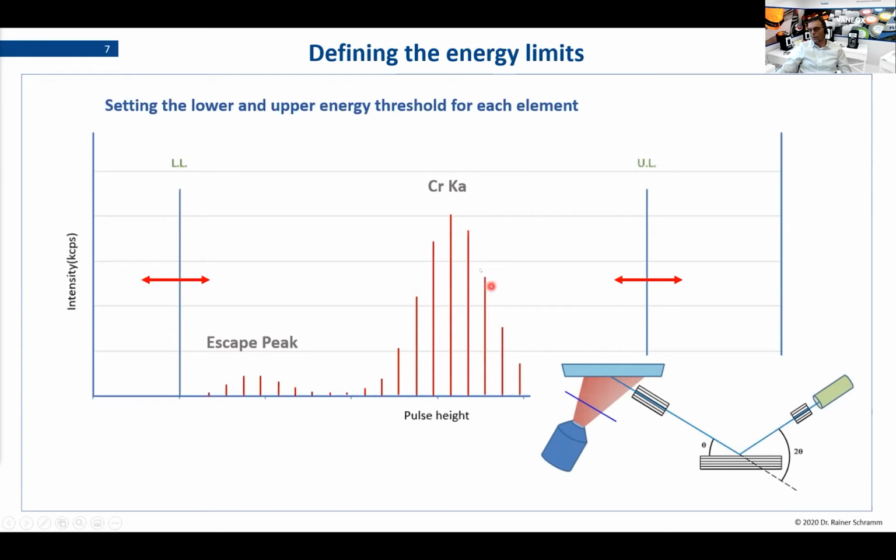a broad peak. And then additionally, in the case of chromium, we use a gas counter, a flow counter, which is filled with argon gas. And the argon is also excited by the chromium K alpha radiation. And the energy we lost, you see here as an escape peak. So the escape peak is also chromium K alpha radiation, but reduced by the argon energy. So that means in the end, to get the full intensity for chromium, we need to sum up from the left to the right side both peaks.